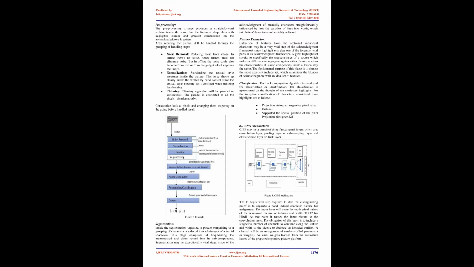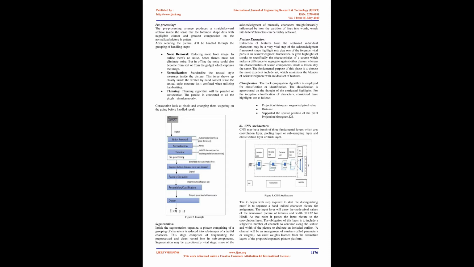Classification. The backpropagation algorithm is employed for classification or identification. The classification is based on the basis of the extracted features. For the initial classification of characters, three features are considered as follows. Projection histogram based on pixel value. Distance based on the spatial position of the pixel projection histogram.